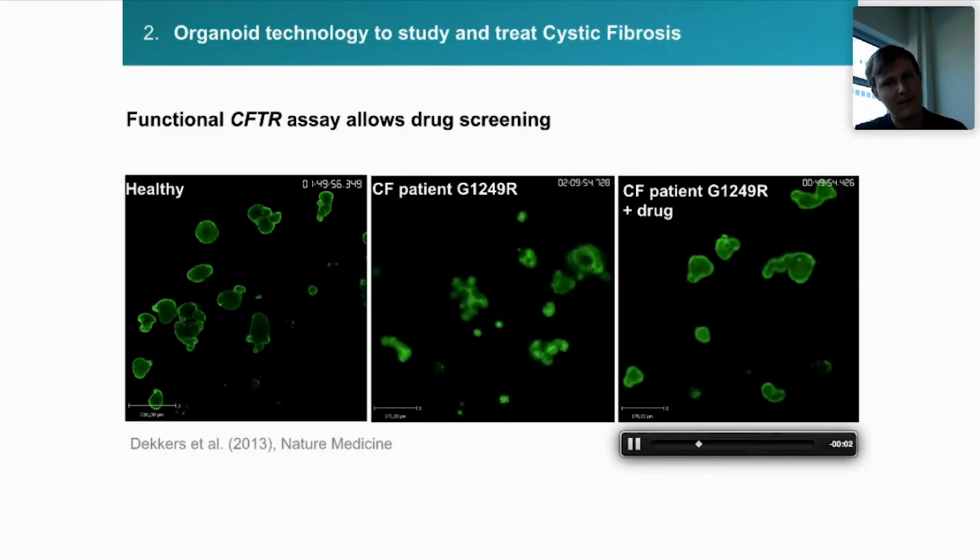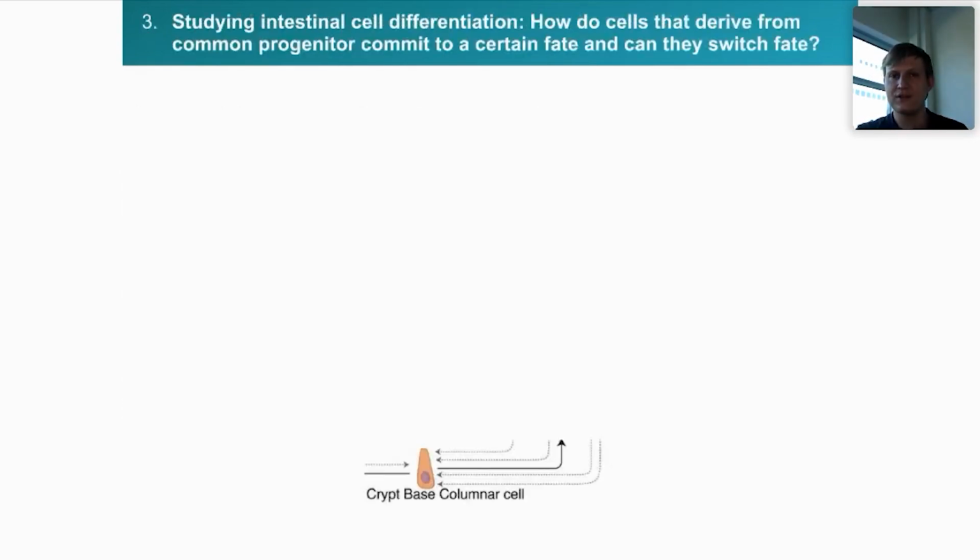But as I said, drug modeling is certainly a very big topic for organoid research, but it also allows us to study other processes. We look at developmental biology questions that are difficult to address otherwise. One study that I would like to present to you is based on the question of how cells derive from a common progenitor and commit to a certain fate, and whether this fate switch is permanent or if there's any variation from that, if they can switch back basically.